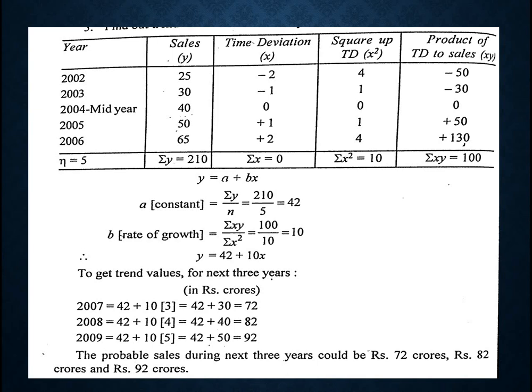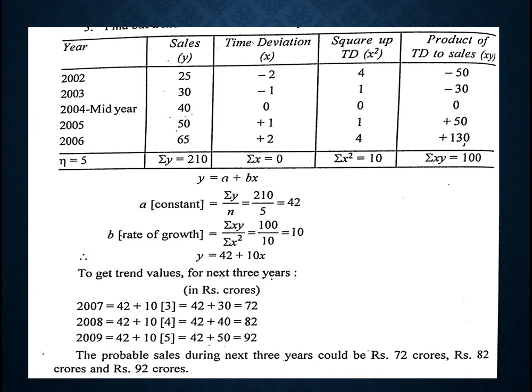Next we have to calculate the value of b. The formula to calculate the value of b is summation xy divided by summation x square. What is summation xy? That is nothing but total of product column. How much is it? 100, correct? So divided by summation x square. The fourth column, that is the square of td, the x square column. What is the total of that? 10, correct? So 100 divided by 10 is equal to 10.